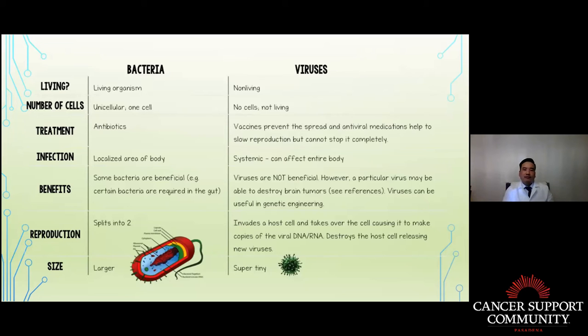Bacteria is living. It's unicellular, it's one cell. It can be killed off with antibiotics. Usually an infection is localized to one area of the body. But it can spread. People can get sepsis. Some bacteria are beneficial. In our intestines, there's a lot of healthy bacteria that help humans. When bacteria grow, they reproduce, one cell turns into two. The size is usually large.